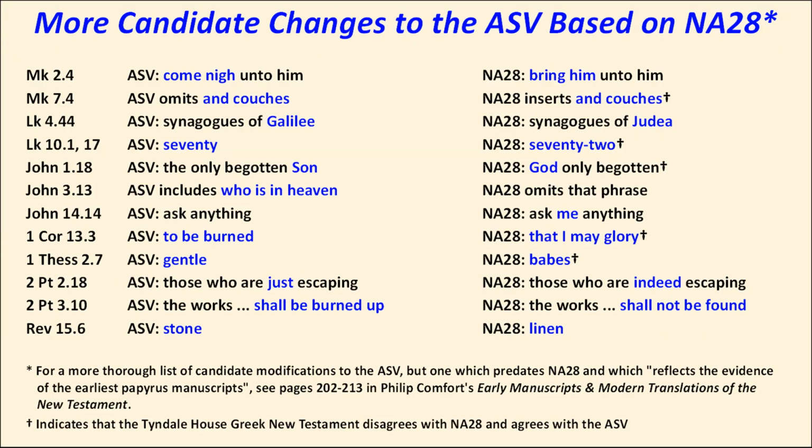To modify the American Standard Version to bring it into line with the Nestle-Aland 28th edition, a number of other changes would have to be made. I note a few of them here on this slide, but as I said before, I'm not convinced that there's a real need. Textual criticism is not an exact science, and textual scholars often disagree on which reading is better. Notice here the number of places where the Tyndale House Greek New Testament supports the American Standard Version translators' choices against those chosen by the Nestle-Aland 28th edition committee.